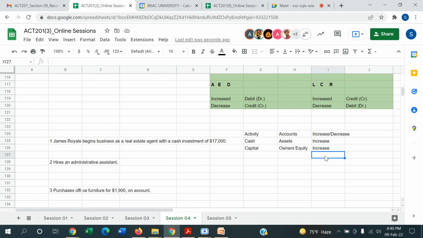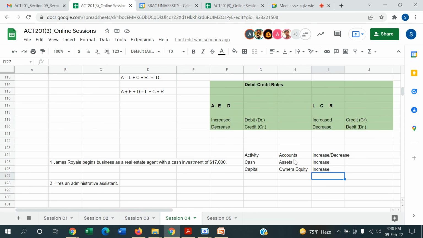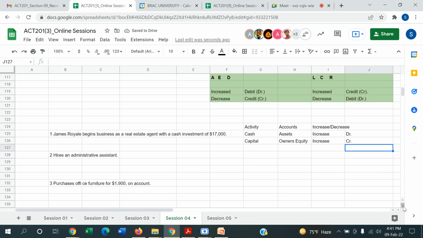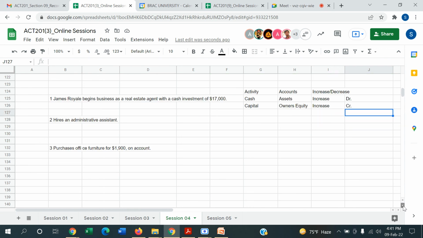We have done the analysis. Now apply the debit credit rule here. So cash is an asset. Asset increases. What does the debit credit rule say? If an asset increases, it should be debited. In short, DR. Capital, owner's equity: if owner's equity increases, it should be credited. So here this C means capital.